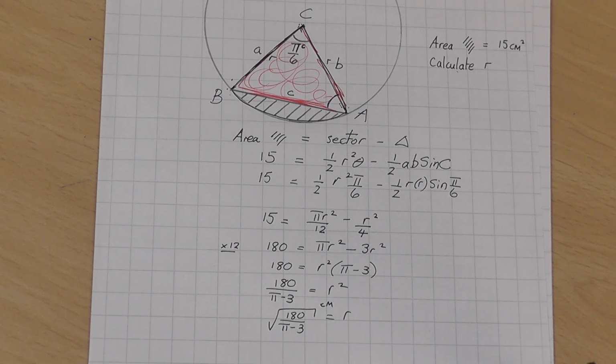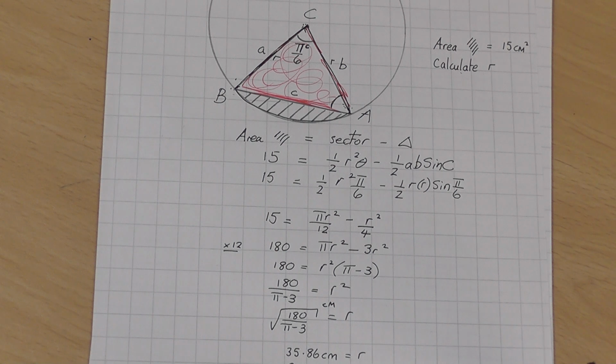So if I just quickly, I've got a calculator at the side here, I'll just work out what 180, I'll do it approximately, divided by, well, 3.14 take away 3 is 0.14. Okay, and if we do that, we get an answer, and then I've got to square root that, so I'm going to square root this answer now, and we get an answer of 35.86 centimetres for the radius to 2 decimal places. Okay, and that's the end of this video.